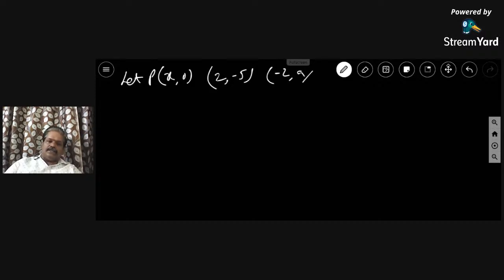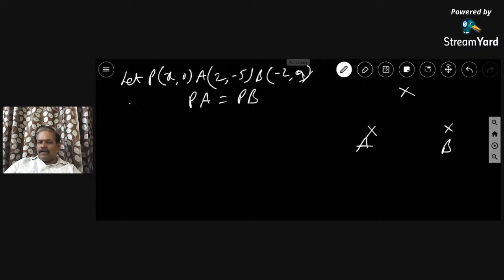Let's see. Question: find the point on the x-axis which is equidistant from (2, minus 5) and (minus 2, 9). Let the point P, which is lying on the x-axis, be (x, 0), which is equidistant from A (2, minus 5) and B (minus 2, 9). It is given that PA is equal to PB. There is a point on the x-axis and two other points A, B. That means PA distance is equal to PB distance.